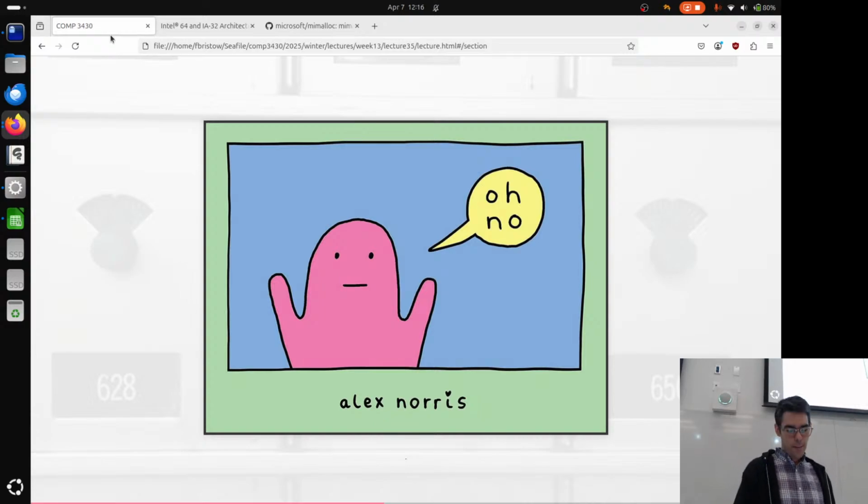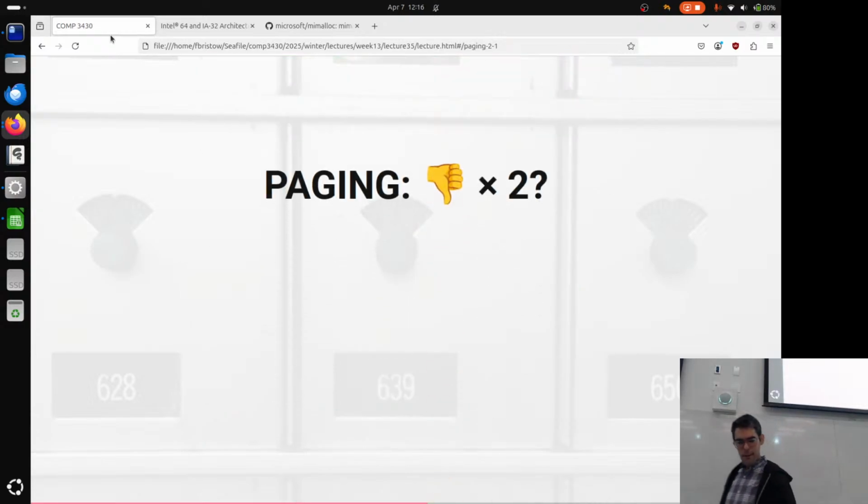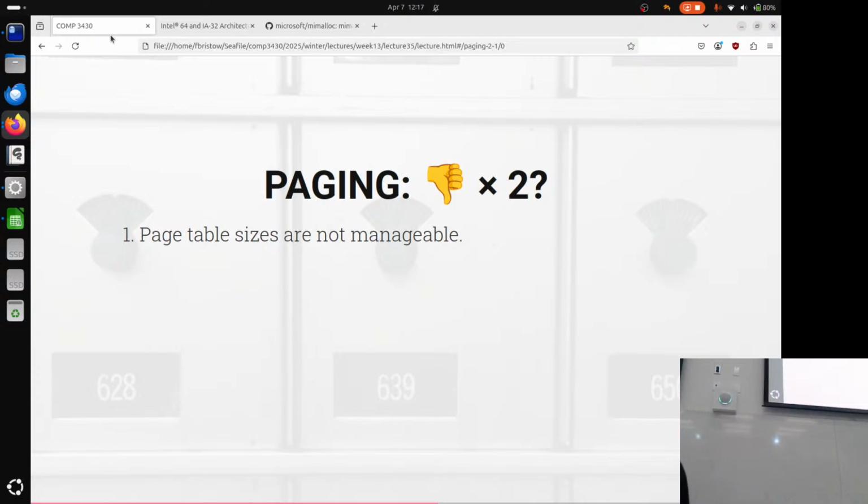Oh no. That can't work. It cannot possibly work. I can't actually have page table sizes that are orders of magnitude bigger than physical memory. I can't do that. These are orders of magnitude bigger than disks. I can't do that.